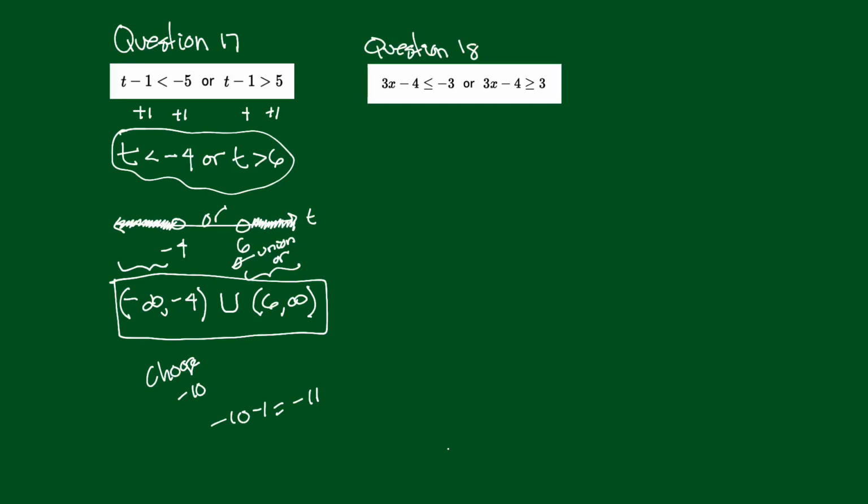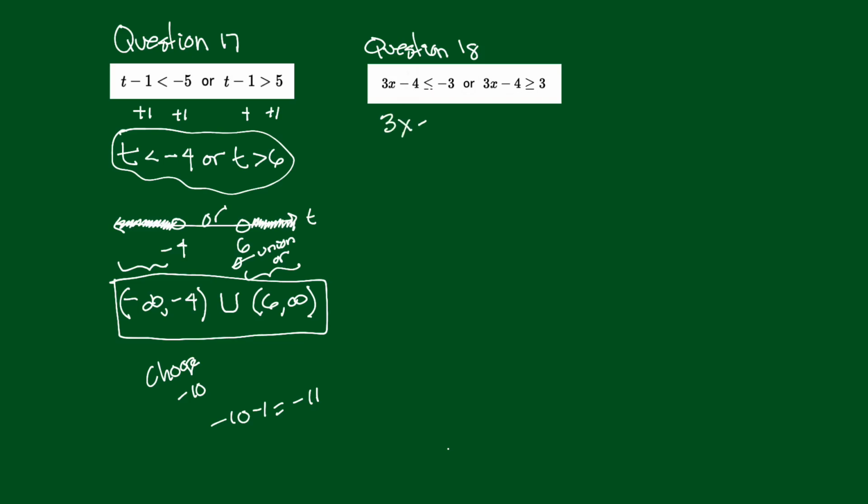Question 18 is yet another compound inequality, and it's an OR. So we're trying to find the values of x that make either this side true or this side true. Let's see what we can do here. On the left side here, let's add 4, right? We're going to add 4, divide by 3. So let's add 4. I'm just going to do it.